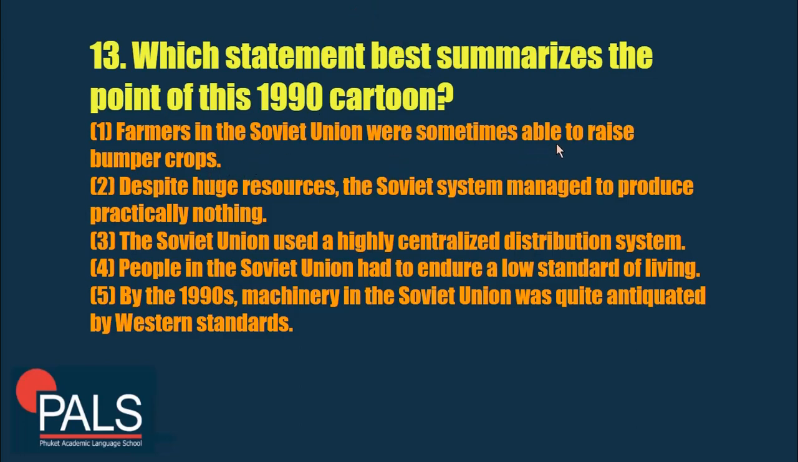Farmers in the Soviet Union were sometimes able to raise? Not really. You see, they're not actually raising the bumper crops. Despite huge resources, the Soviet system managed to produce practically nothing. Exactly, this is the answer here. All right, the Soviet Union used a highly centralized distribution system. People in the Soviet Union had to endure a low standard of living. That's not the best summary. By the 1900s, machinery in the Soviet Union was quite antiquated by Western standards.